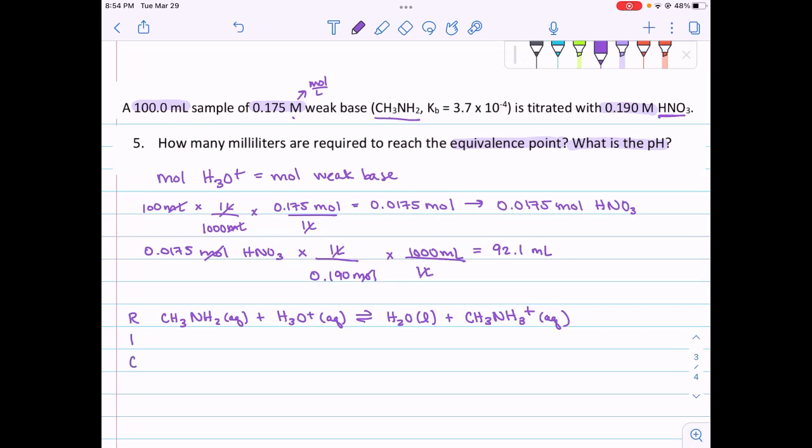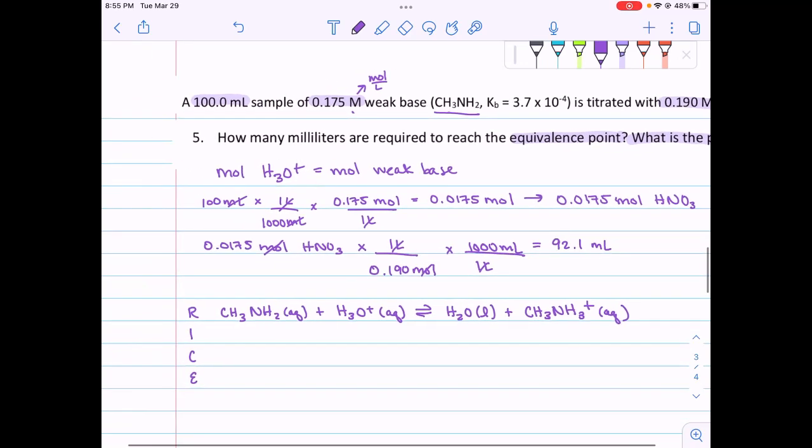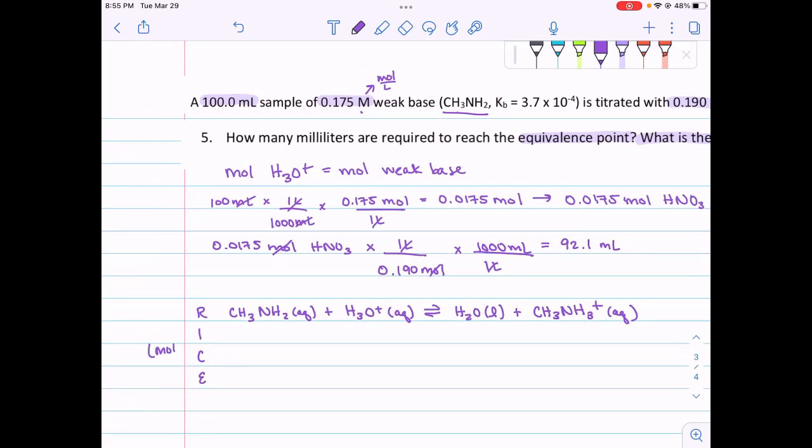So we want to do this ICE table. This ICE table we're going to do in moles because the volume is changing. We have a solution of CH3NH2 and we're adding 92.1 milliliters of strong acid. So we've already done our mole calculations. We know that we start with 0.0175 moles of weak base, and then we add 0.0175 moles of strong acid. And we don't start with any of our conjugate acid.